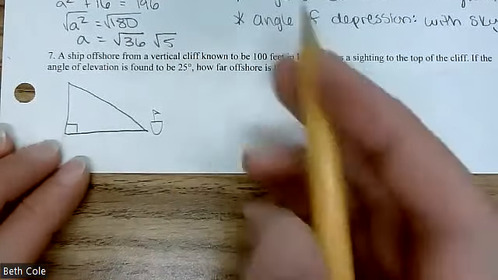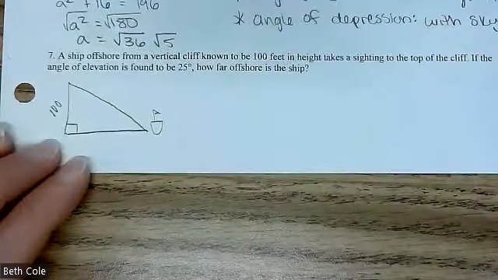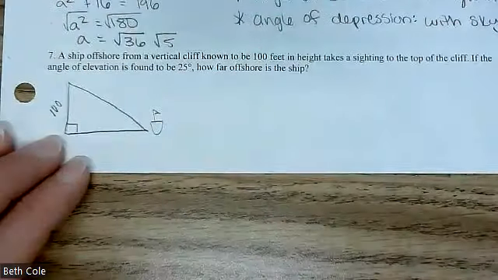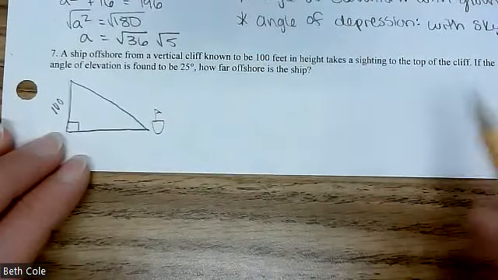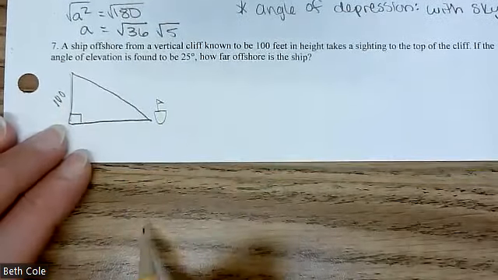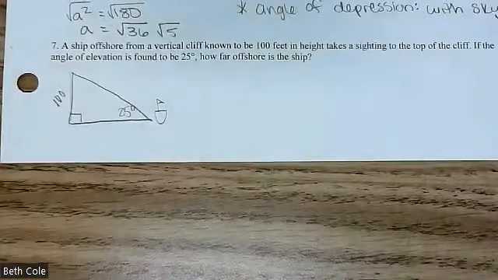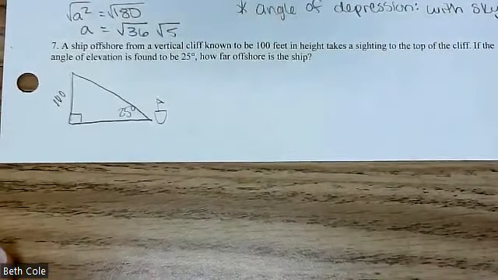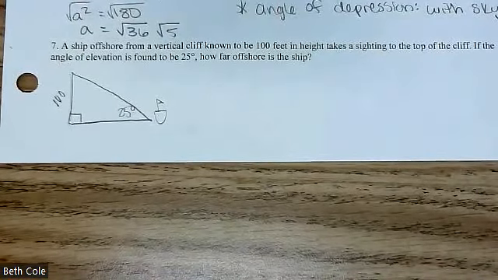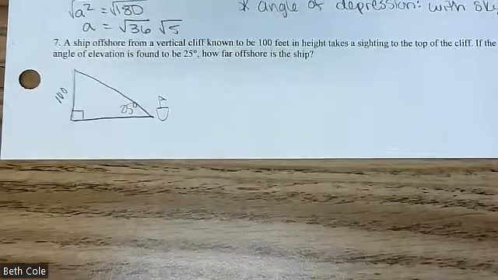The cliff is 100 feet in height. So here's our 100 feet. This is the vertical cliff. We take a sighting to the top of the cliff. The angle of elevation is 25 degrees. Your 25 degrees goes right here. How far? This is your question mark. This is what we're going to call X. How far offshore is the ship?